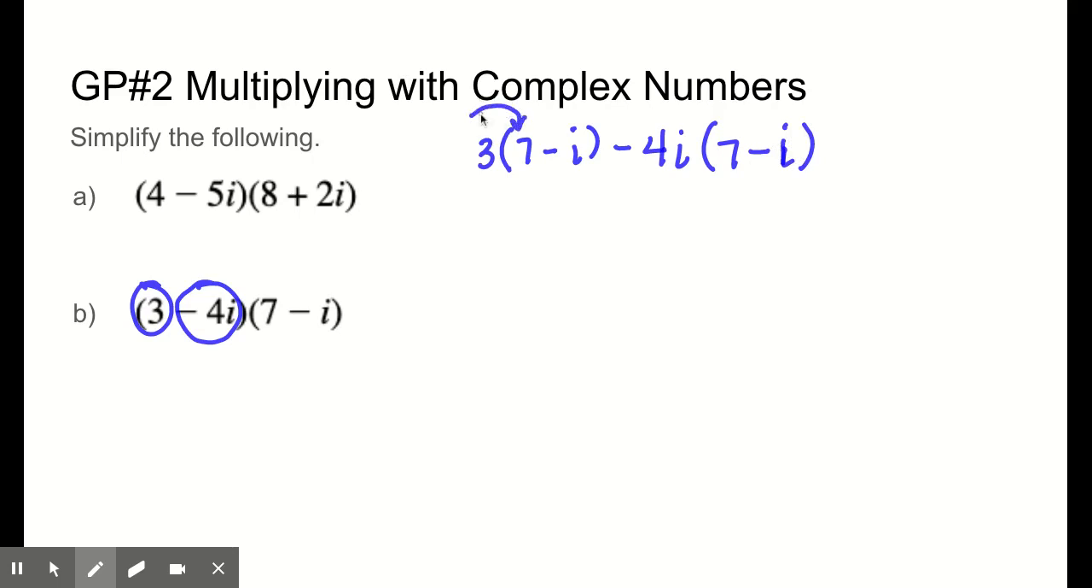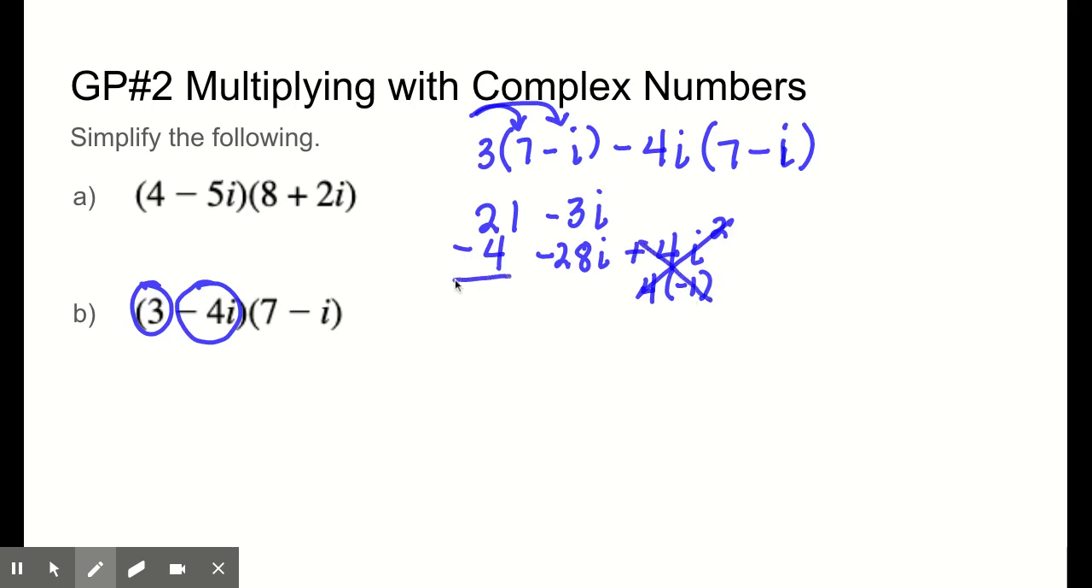So we will distribute first the 3. 3 times 7 gives us 21. 3 times negative i is negative 3i. Negative 4i times 7 is negative 28i. And negative 4i times negative i, negative times negative is a positive 4. And again, i times i is i squared. So this, again, is going to be a 4 times a negative 1 because that i squared equals negative 1, thus giving us a negative 4. So I'm going to stack that with my constant now and cross this out because now I've used it.